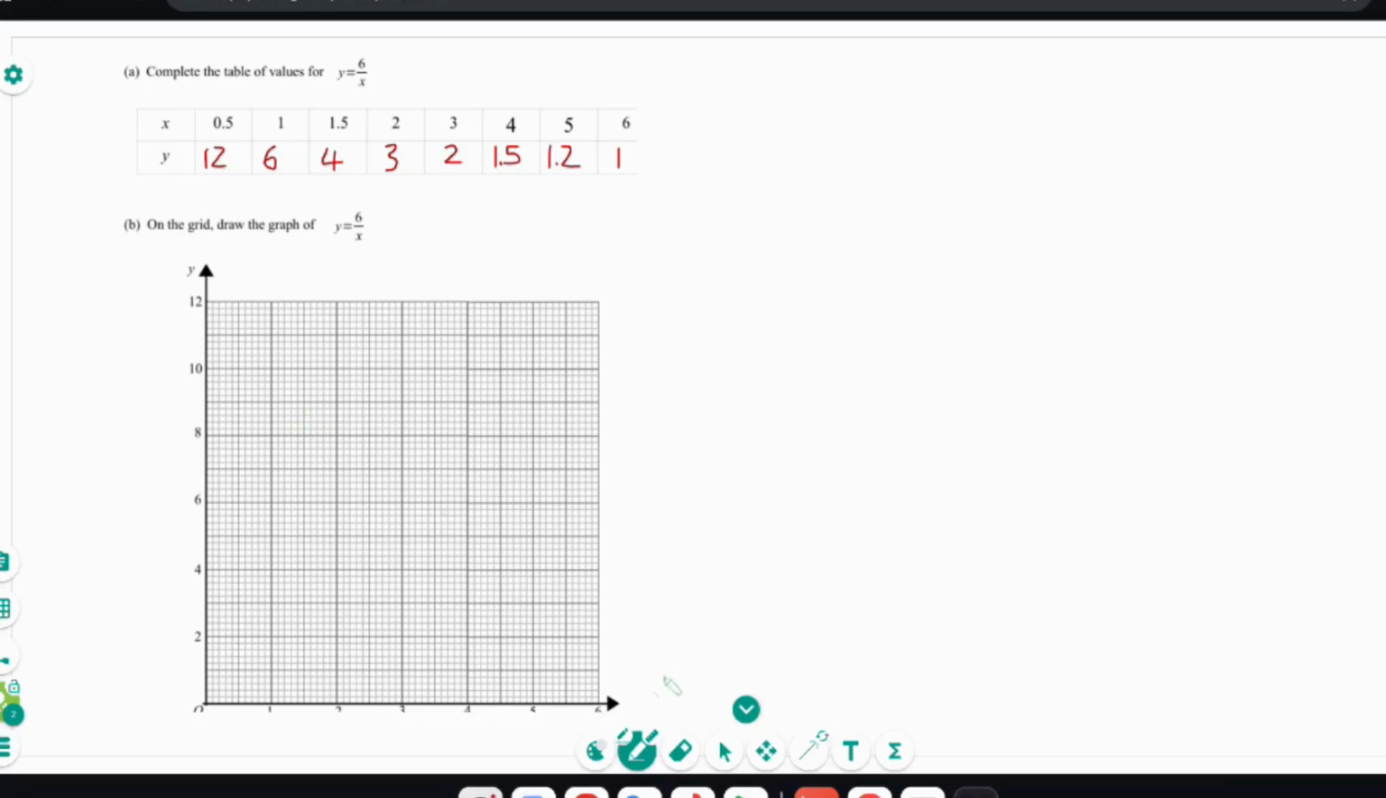Okay, let's plot the points. So 6, 1, 5, 1.2, 4, 1.5, 3, 2, 2, 3. Just mark our x-axis. 1, 6, and 0.5, 12. So if you can remember from the previous example, it approaches your x and y axis but never touches. These are what we call asymptotes.